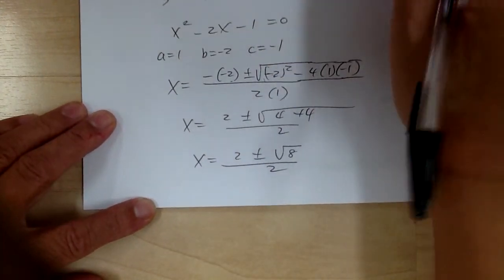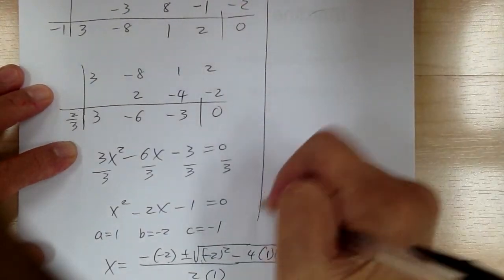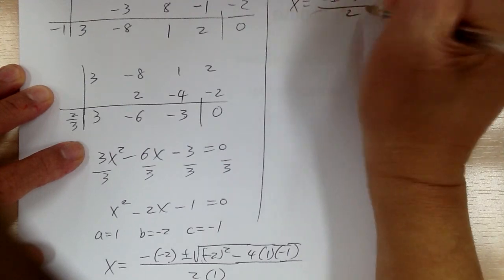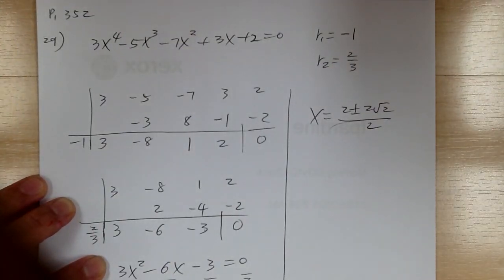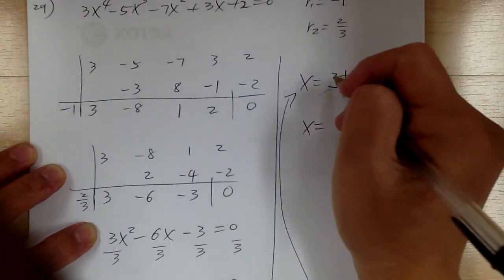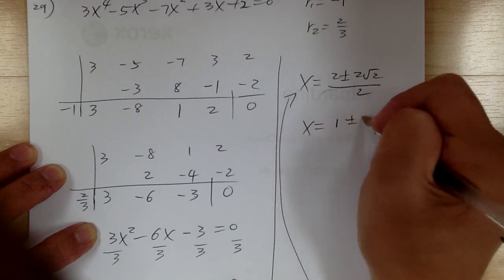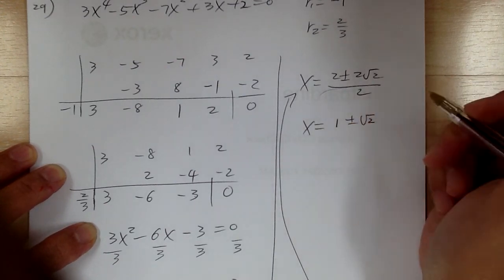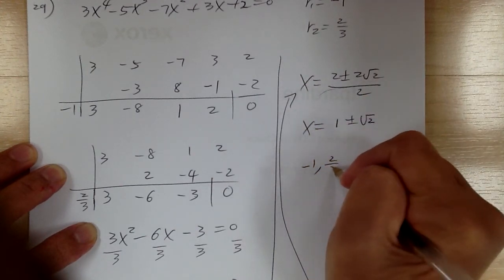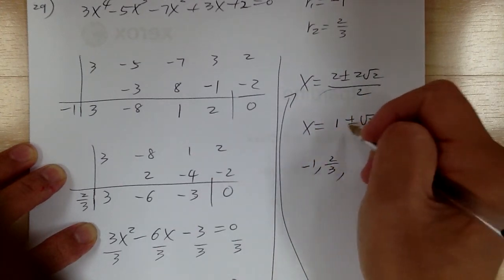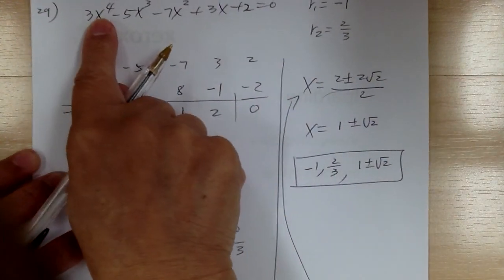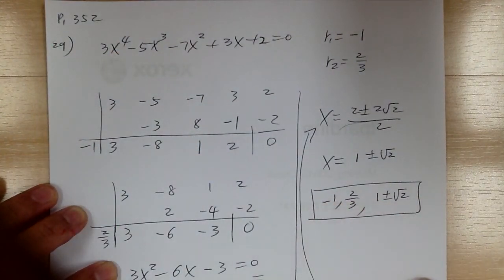Okay, I'm going to move up here to simplify. So x = (2 ± 2 square root of 2) over 2. Then simplify by dividing by 2, so you get x = 1 ± square root of 2. Okay, so that's your 4 answers. Your 4 answers would be -1, 2/3, so these two are given, and the other two that you get would be 1 ± square root of 2. Okay, so again, it's 4th power, so you're going to get 4 answers.